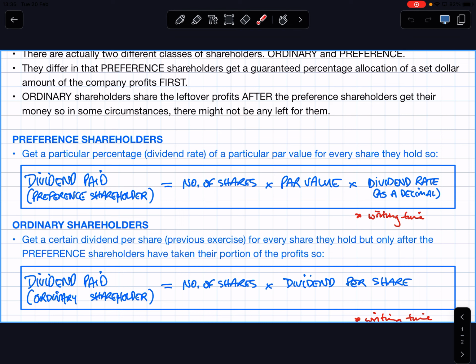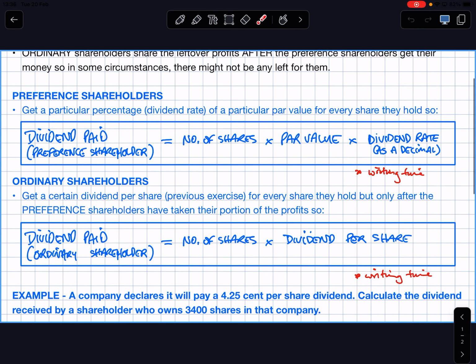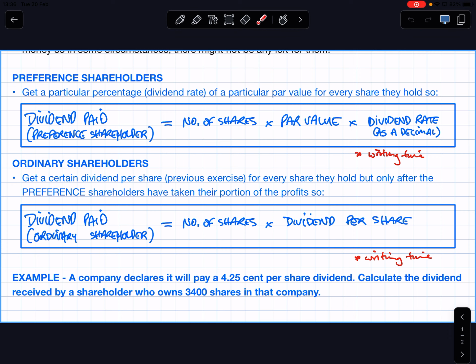Okay, so if a company is doing well, everyone gets money. If a company is not doing so well, preference shareholders might get all of it, and then ordinary shareholders don't get anything to share. So what does that mean mathematically? You have two formulae here, so I'll give you some writing time for that.